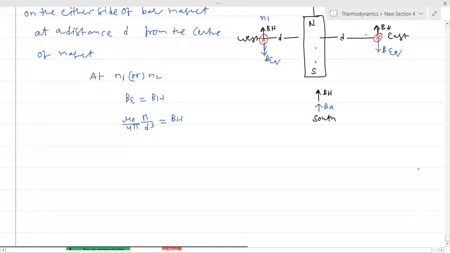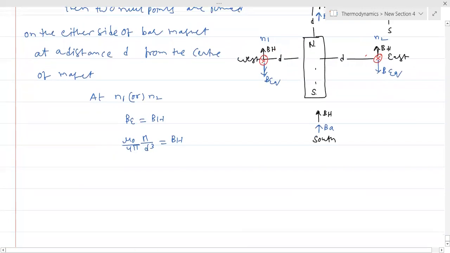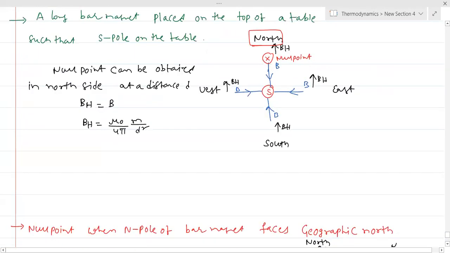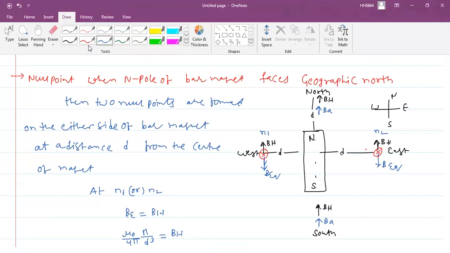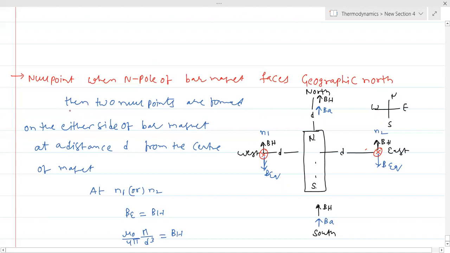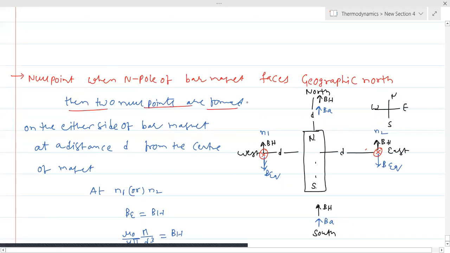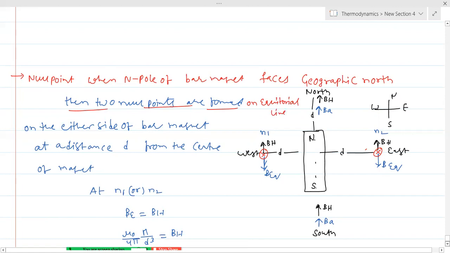So null points will be formed on the equatorial line. That is our interest here. When two null points are formed, they are formed on the equatorial line. So this is very, very important.